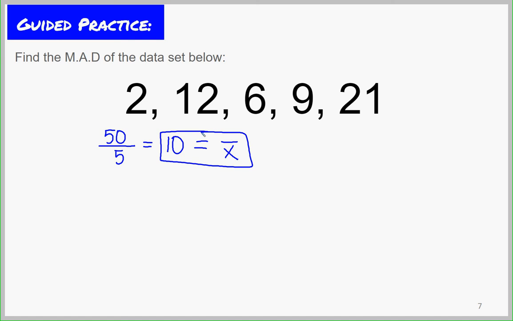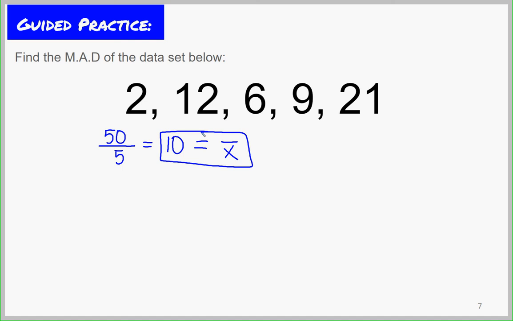And when you guys are showing your work, this is what I mean by showing your work. Okay, go ahead and give me that top number over your bottom number. That way I know they know how to calculate mean. They calculated it correctly. So you don't actually have to write 2 plus 12 plus all that. At least just give me the total and divide by how many numbers there are.